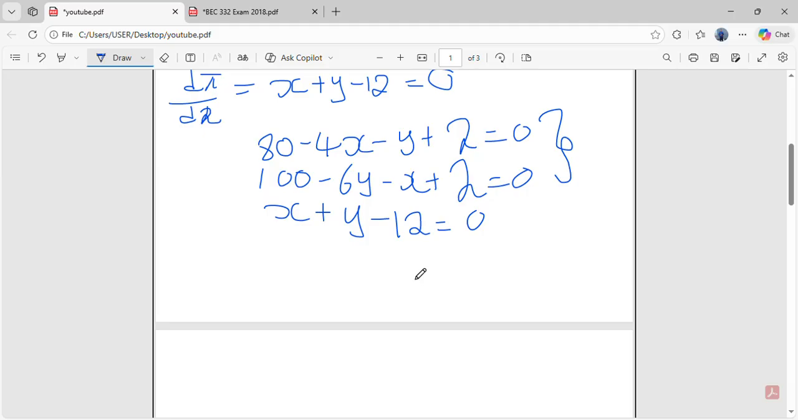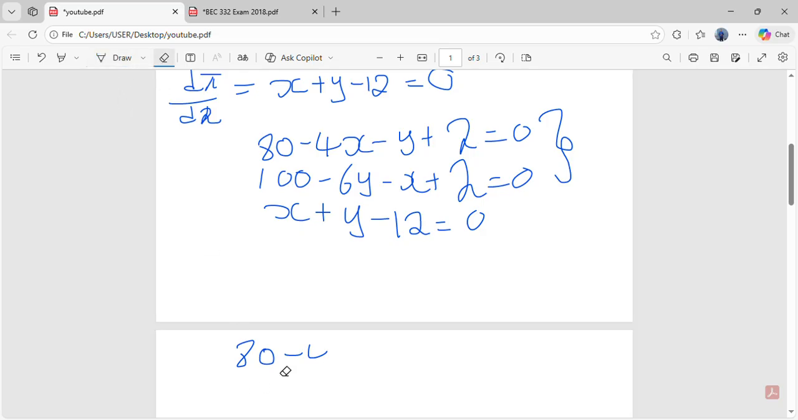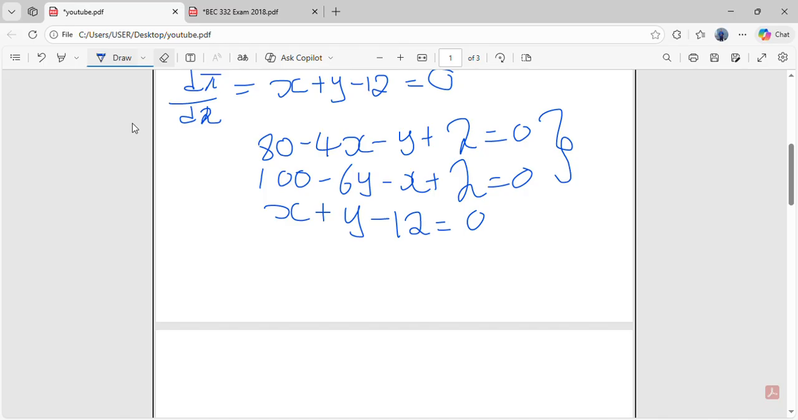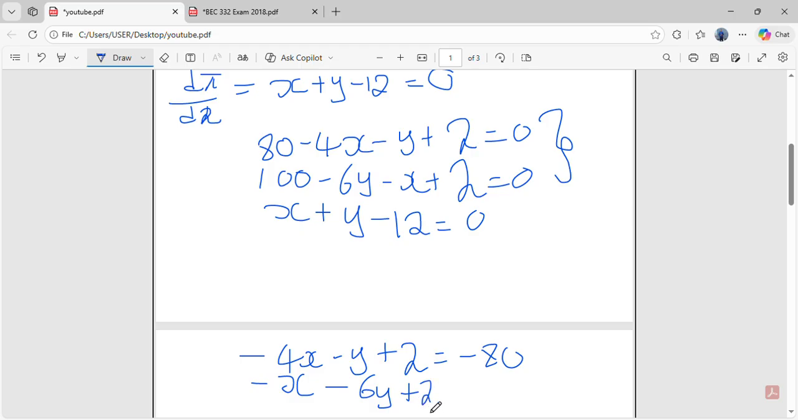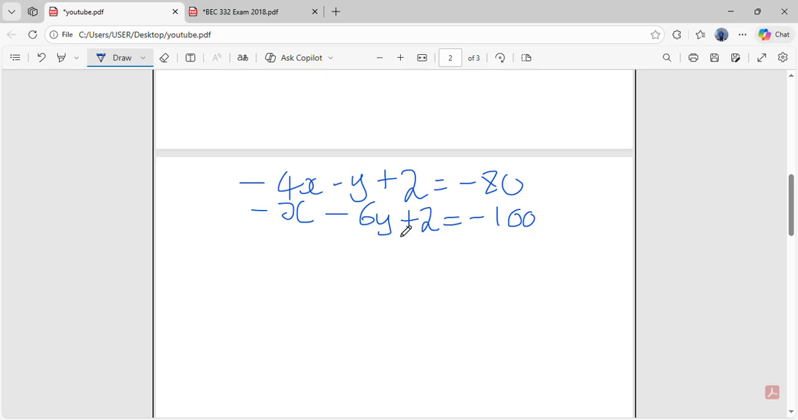So how do we go about that? So it is basically a simple technique. How do we do it? So in this particular way, I will first group like terms. So I'll say negative 4x minus y plus lambda is equal to negative 80. 100, which I will take to the other side. So I'll say negative x minus 6y plus lambda is equal to negative what? 100. So we are going to solve these two equations using elimination method. So in this case, we are going to eliminate lambda because it is the easiest one to eliminate.